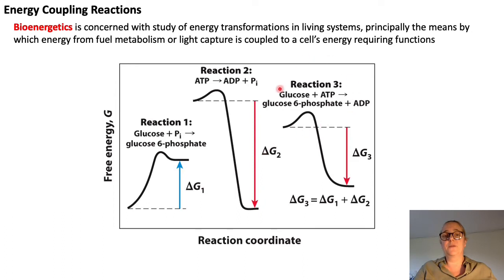And in reaction 3, we have glucose plus ATP, which gives us glucose 6-phosphate plus ADP. The energy change, delta G3, equals delta G1 plus delta G2. So it's the combination of these two reactions that gives us the overall energy state.